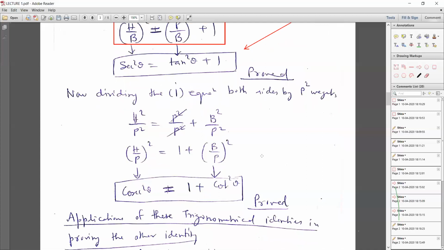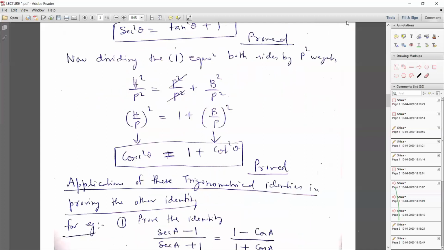Now coming to the third part, for proving the third identity, similarly, if you divide the first equation, which we have got by Pythagoras theorem, by P square on both sides.